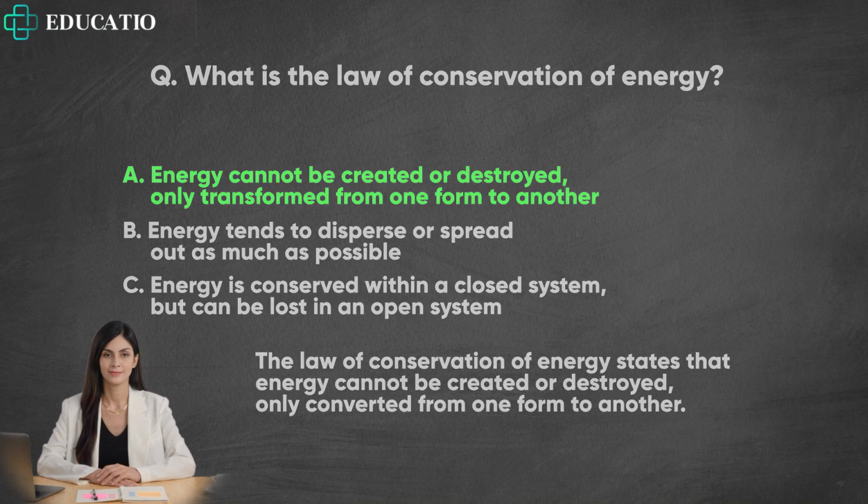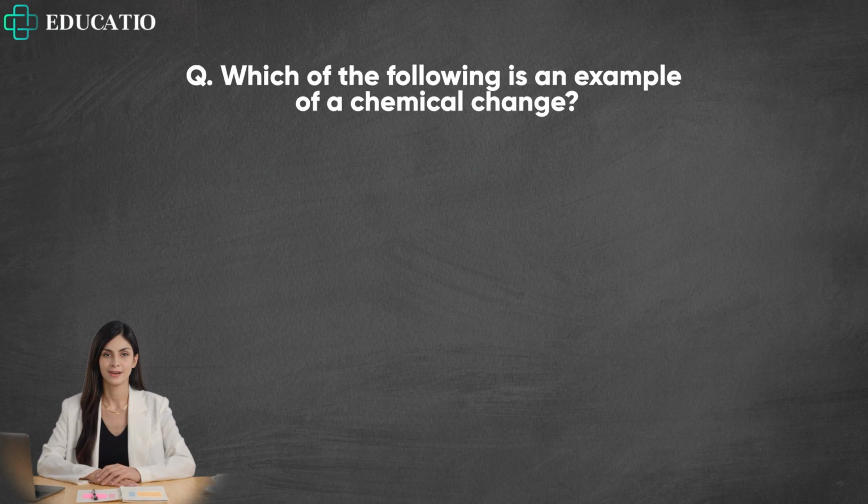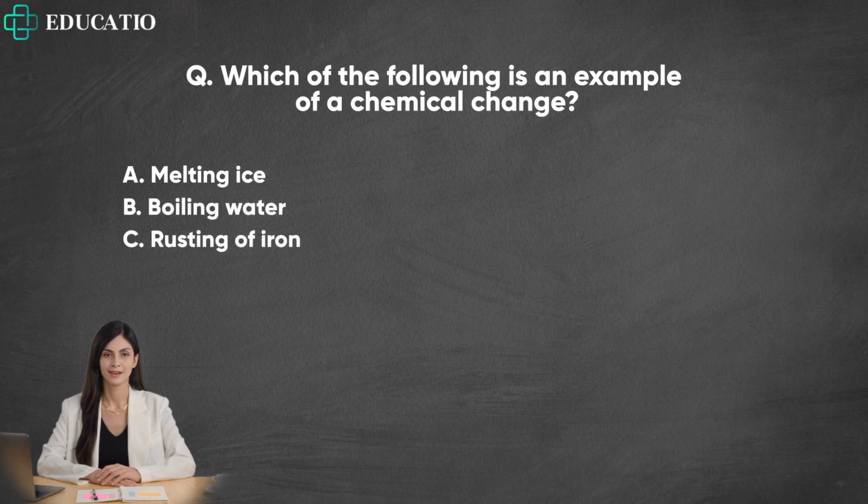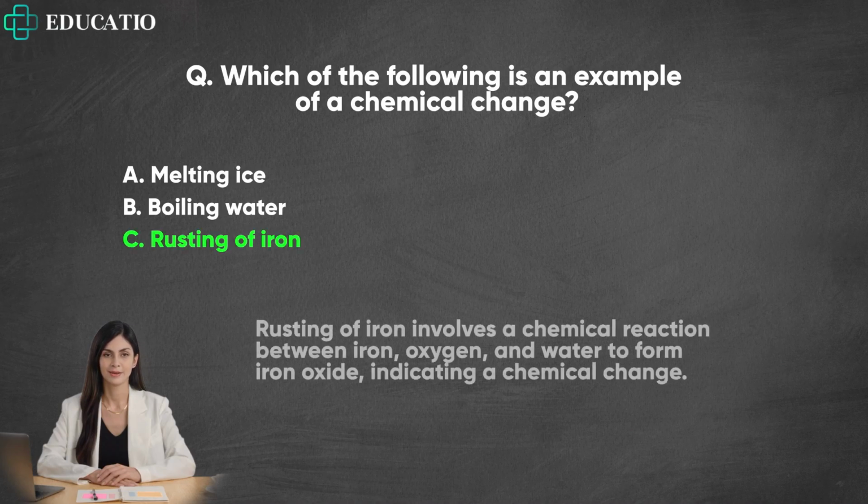Explanation: the law of conservation of energy states that energy cannot be created or destroyed, only converted from one form to another. Question: which of the following is an example of a chemical change? A. Melting ice. B. Boiling water. C. Rusting of iron. Answer: C. Rusting of iron. Explanation: rusting of iron involves a chemical reaction between iron, oxygen, and water to form iron oxide, indicating a chemical change.